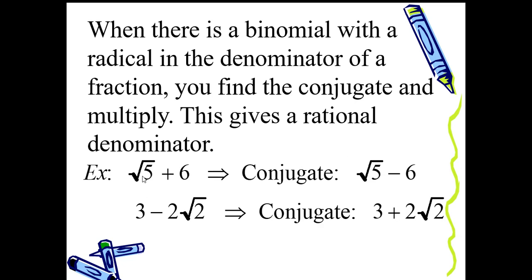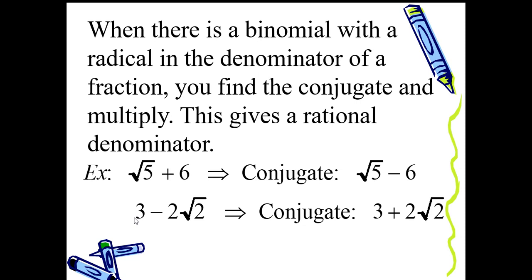For example, if I have radical 5 plus 6, the conjugate is when I change the sign in between. If it's plus, it becomes minus. So what is the conjugate of radical 5 plus 6? It's radical 5 minus 6. Why will I do it like this? If you multiply by the conjugate, the radical will cancel. I will tell you why.